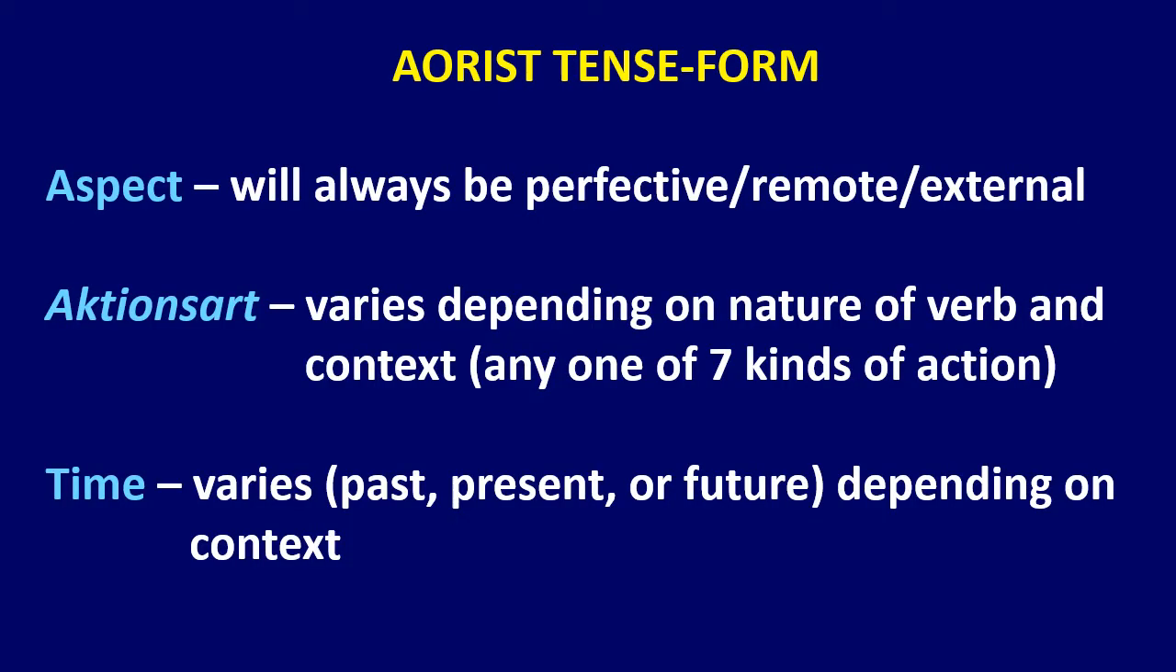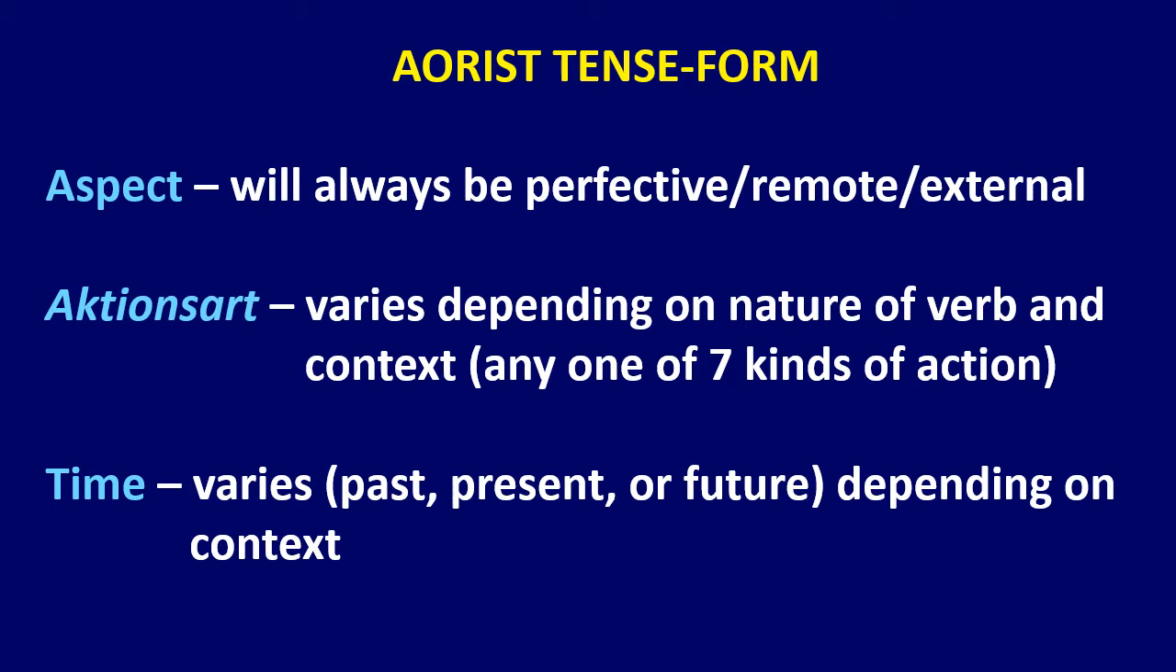So again, when we come to the aorist tense form, let's say, whether it's first aorist or second aorist, as we'll learn today, regardless of the form, if it's aorist, it's going to have a particular aspect. When it comes to the aorist tense form, it will always be perfective, remote, external aspect. You can bank on that. Just assume that. That is an invariable, fixed, given conclusion.